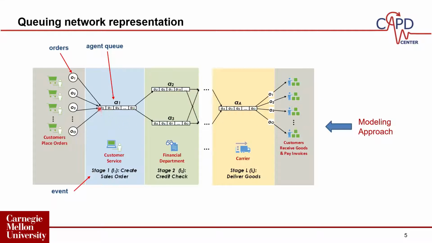But at each stage, there is a queue that's associated with the stage or with the agent that's available at that stage, where we can have one or multiple agents performing certain transactions. And so the order gets in line in the queue and then gets processed eventually and moves down to the next queue, and so on and so forth.